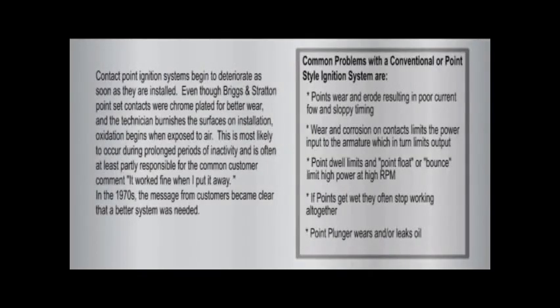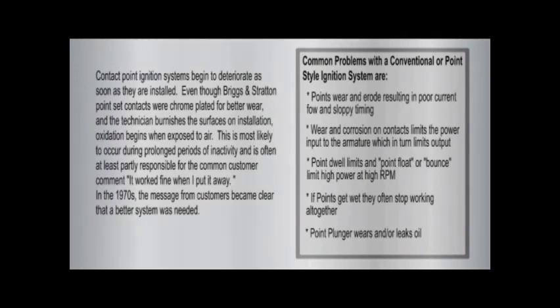Contact point ignition systems begin to deteriorate as soon as they are installed. Even though Briggs & Stratton point set contacts were chrome-plated for better wear, and the technician burnishes the surfaces on installation, oxidation begins when exposed to air. This is most likely to occur during prolonged periods of inactivity, and is often at least partly responsible for the common customer comment, "It worked fine when I put it away."